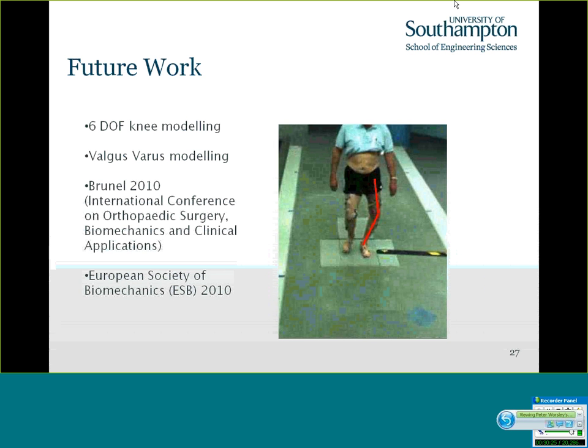I'm also presenting at a couple of conferences in Brunel and in Edinburgh, and that'll be on the continued work that I've been doing. It'll touch on some more of the EMG comparison, and also some more on the implications of asymmetry and loading about the knee joint in the patient's routine.